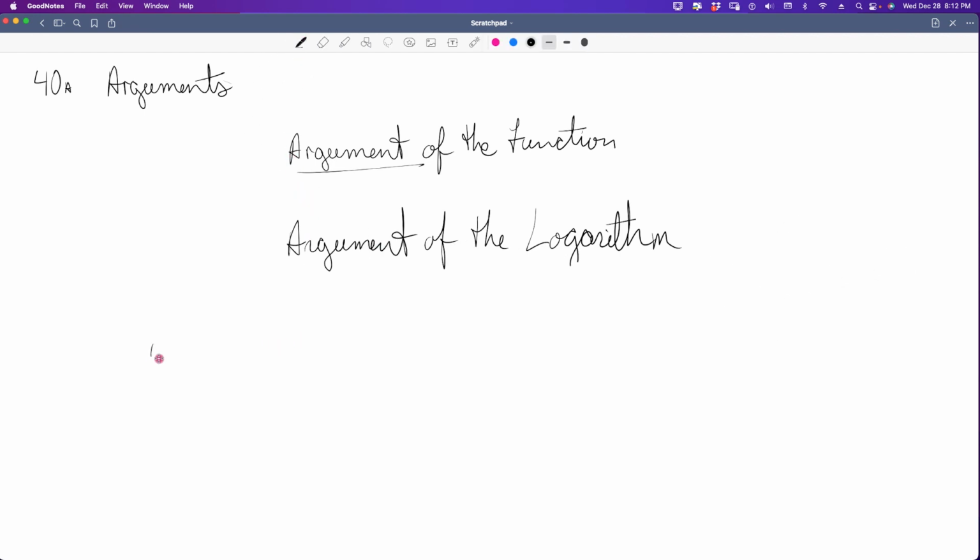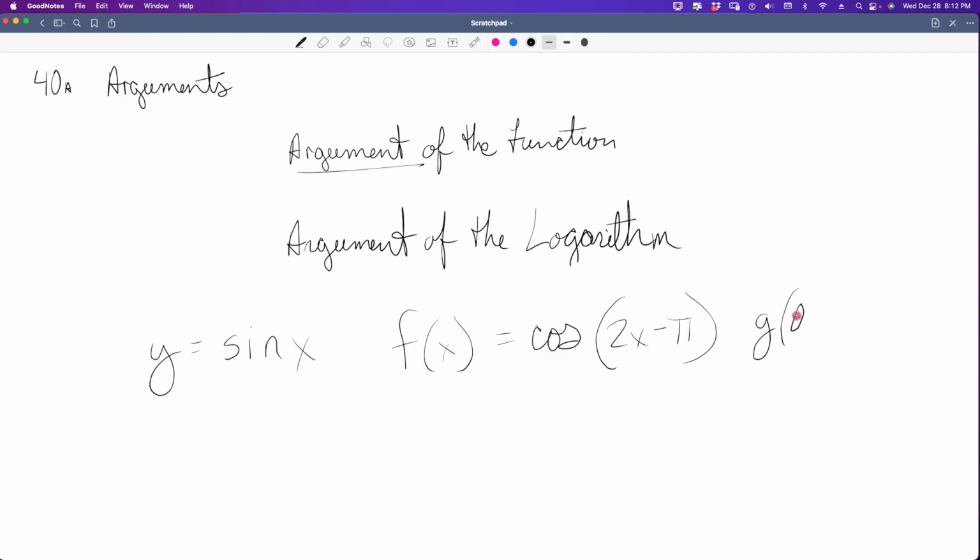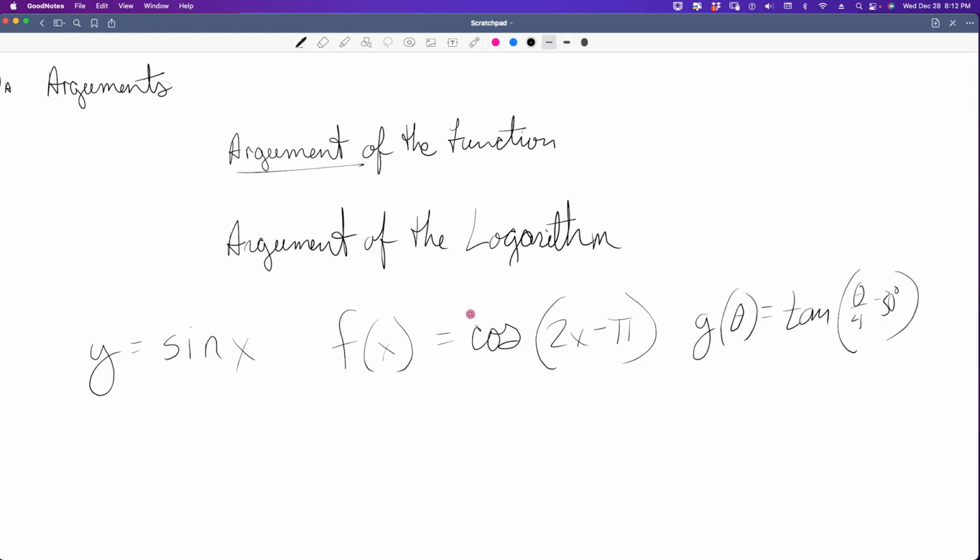So let's look at a variety. Here we have y is equal to the sine of x. f of x is equal to the cosine of 2x minus pi. And g of theta is equal to the tan of theta over 4 minus 30 degrees. Kind of running out of room here. Let me scooch over. There we go. If the argument consists of more than a single item, it's customary to enclose the argument in parentheses to avoid confusion.